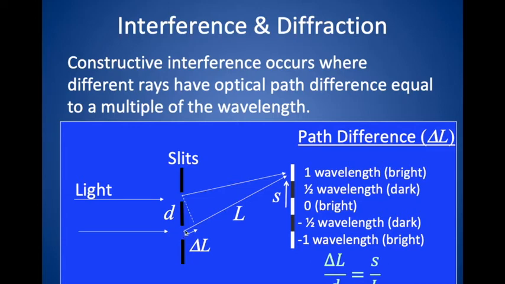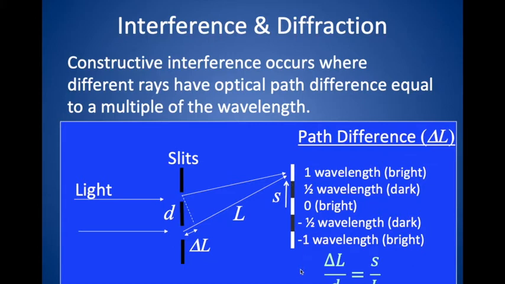If this extra length is a half wavelength or some odd multiple of half wavelength, then the waves are going to cancel over here because you'll get a peak from one side and a trough from the other side. So when you shine light through two slits, you get this pattern of bright and dark, and that's called the interference pattern.